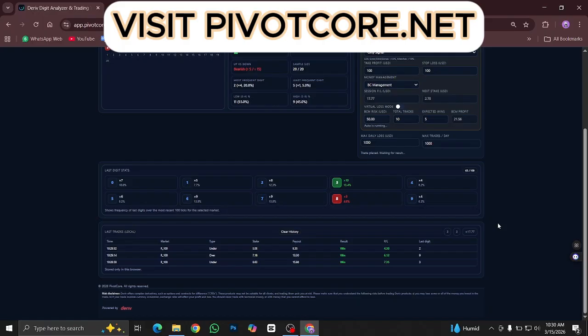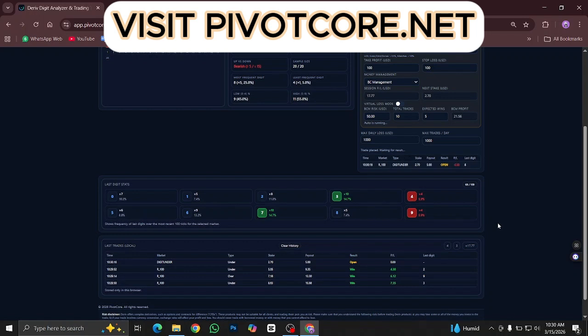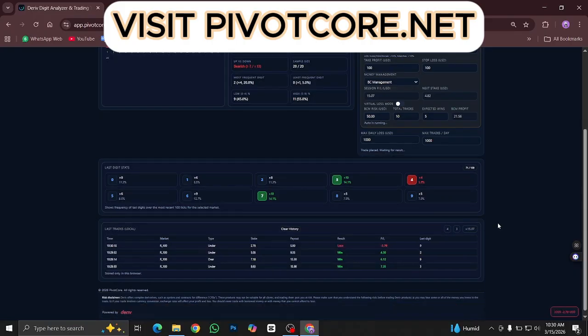The beauty of PivotCore.net is how it analyzes the digit frequency in real time to pick the best entry points for us. Now, let's look at my trading plan for today. Discipline is key in trading. I've set a target of 10 trades, and my goal is to secure 5 solid wins.